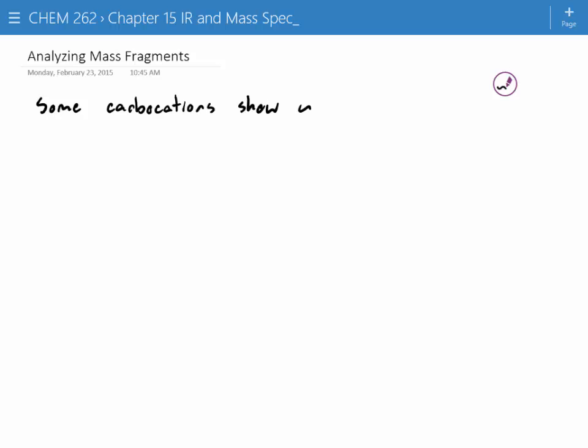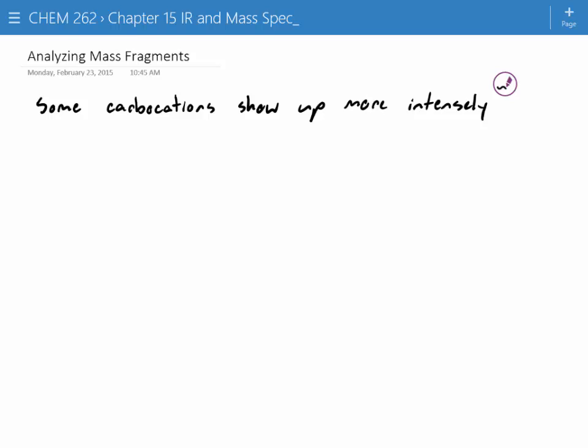Show up more intensely. The way I was describing it to somebody earlier is it's kind of like a bomb going off in a parking lot, right? I know it's a kind of a destructive example, but it will blow up a bunch of cars just like a mass spec blows up a lot of individual molecules.